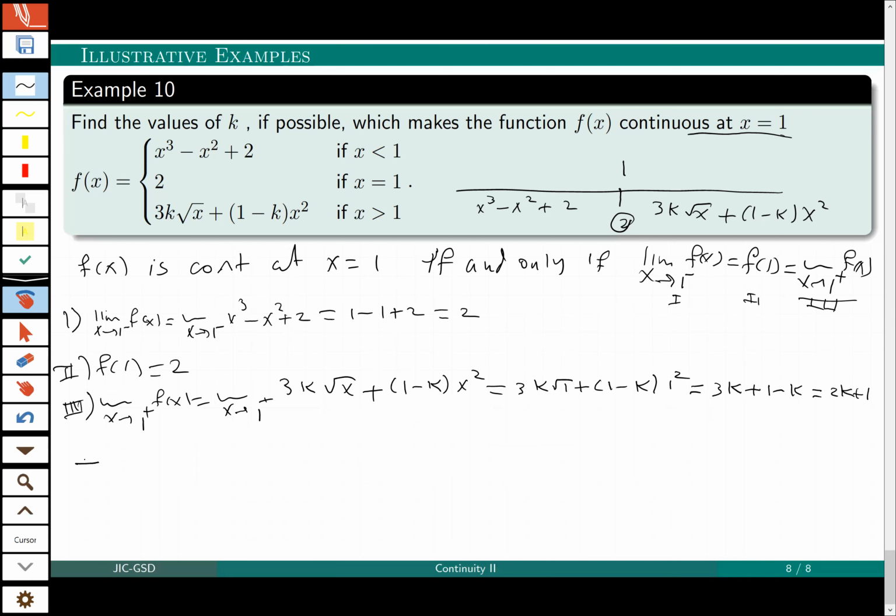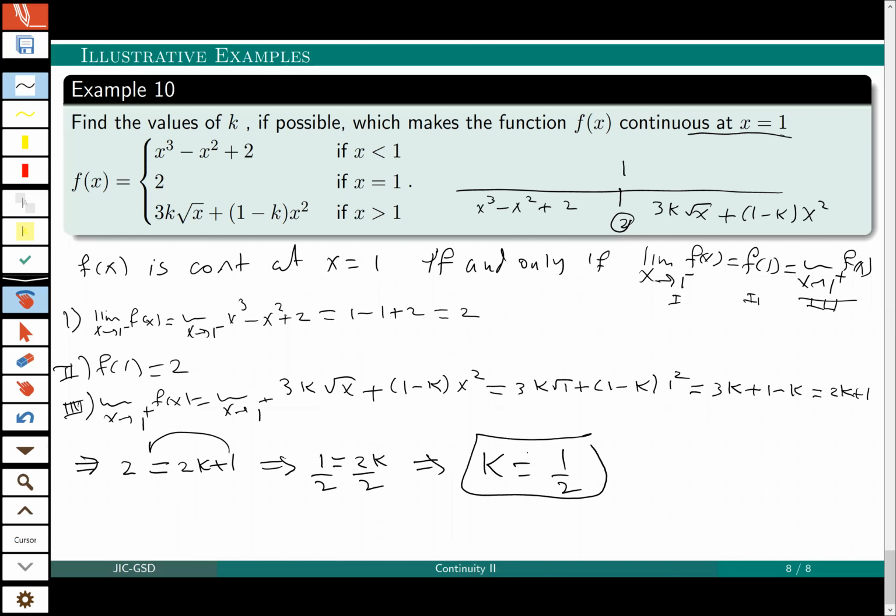Now applying the condition, the first one gives me 2, the second is 2, and the third is 2k plus 1. So 2 equals 2k plus 1. If you take 1 to the other side, you will get 1 equals 2k, which means dividing by 2, k is equal to 1/2. So that makes the function continuous at 1.